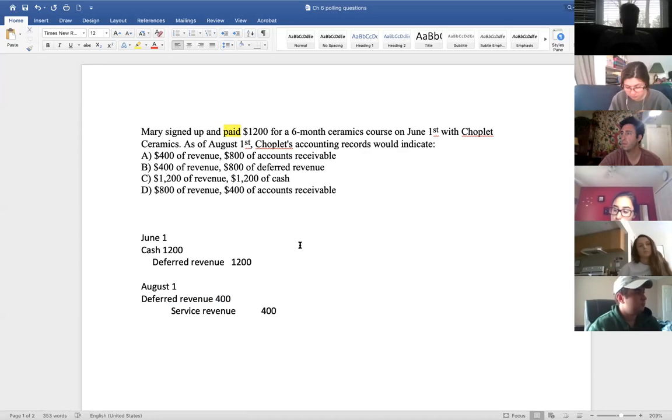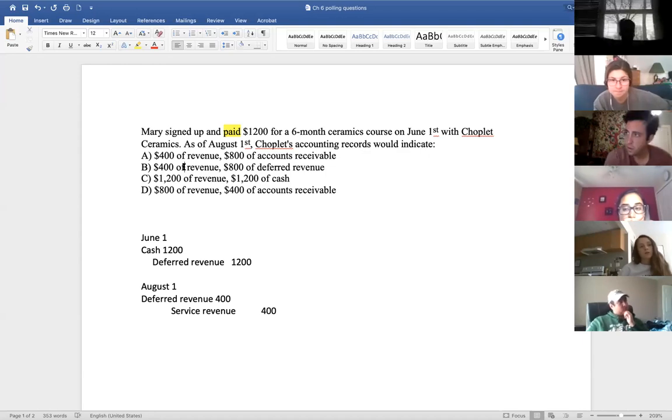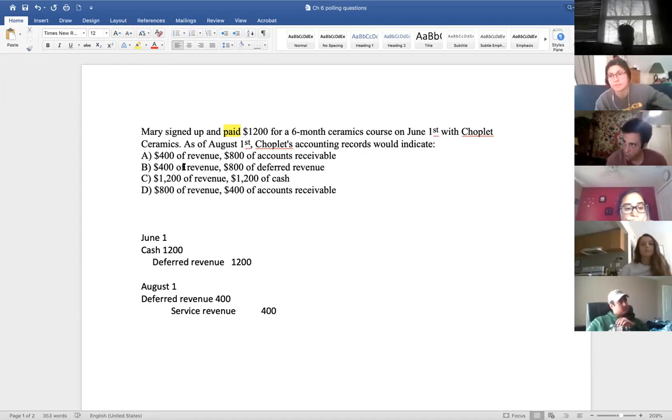Then I know that I can only recognize 2 months of revenue, which is $400. So out of B and C, what is the one that shows $400 of revenue? B. So that is a way that you can approach taking the multiple choice questions. Does anybody have any questions about this one?